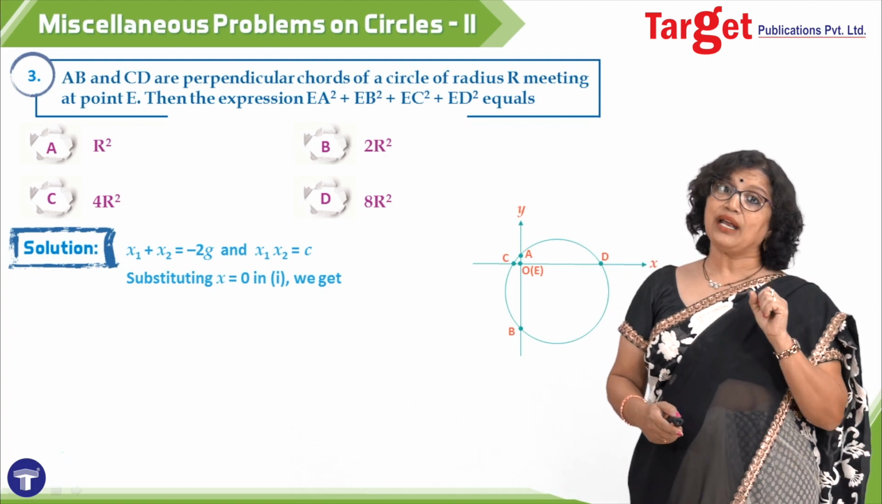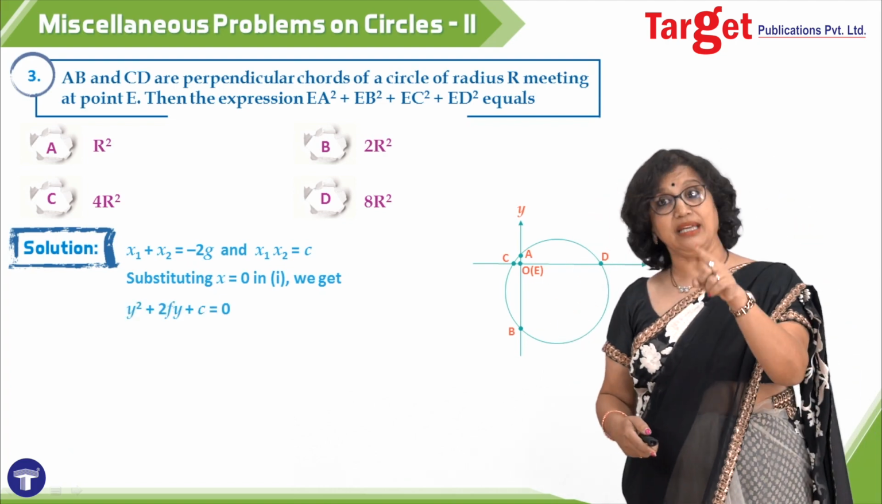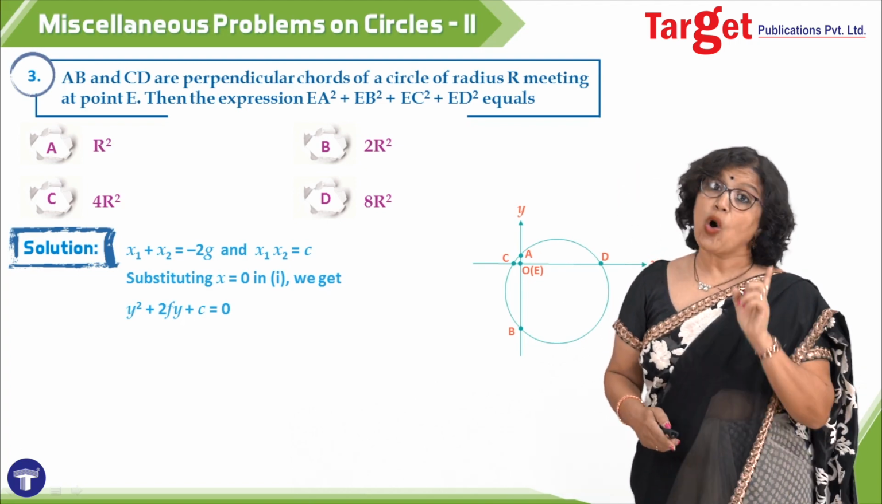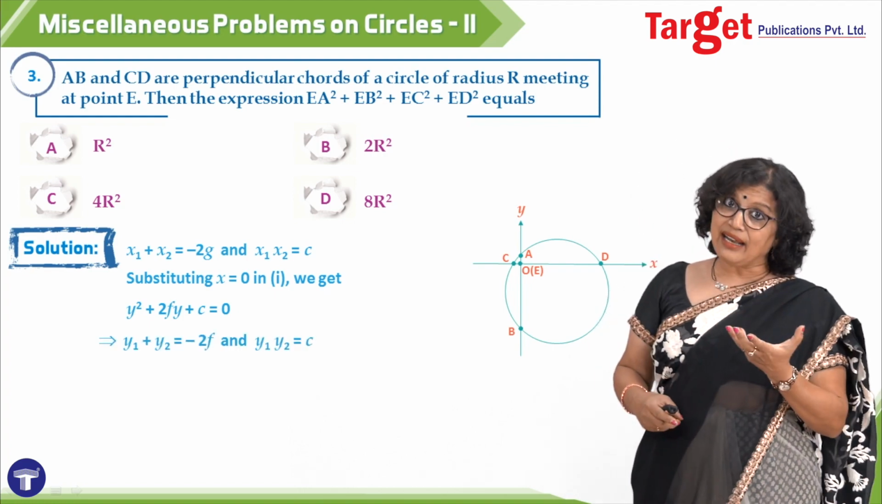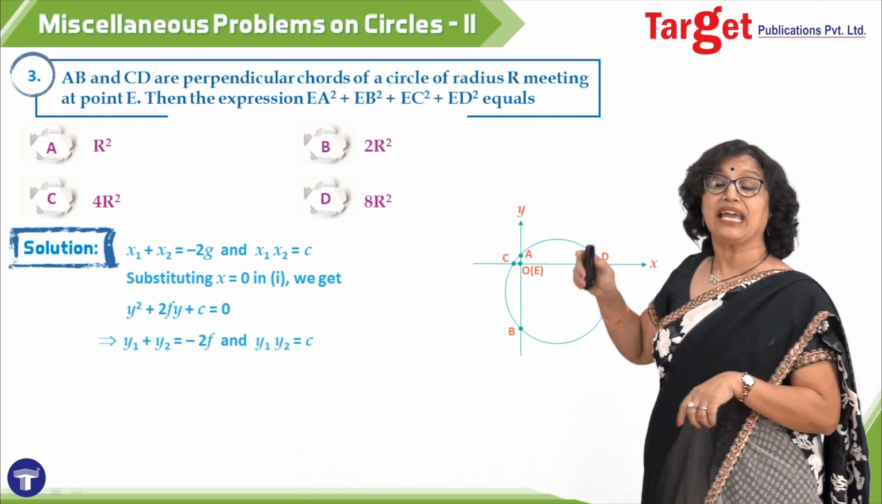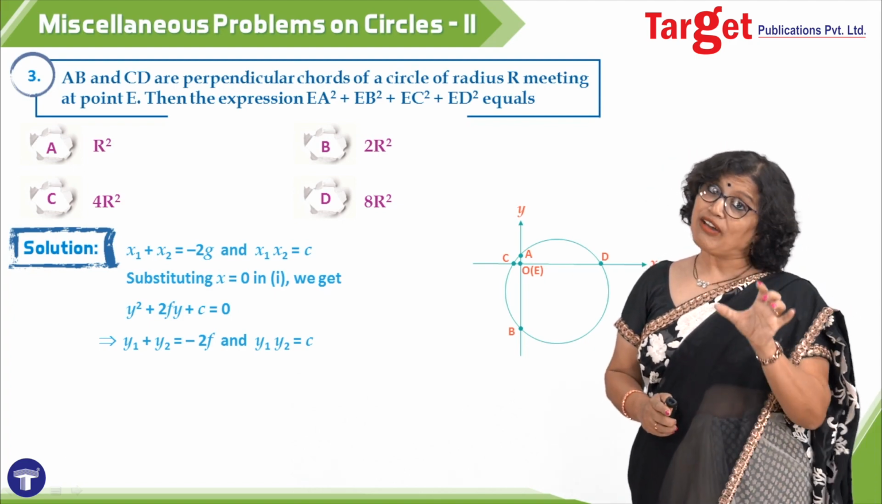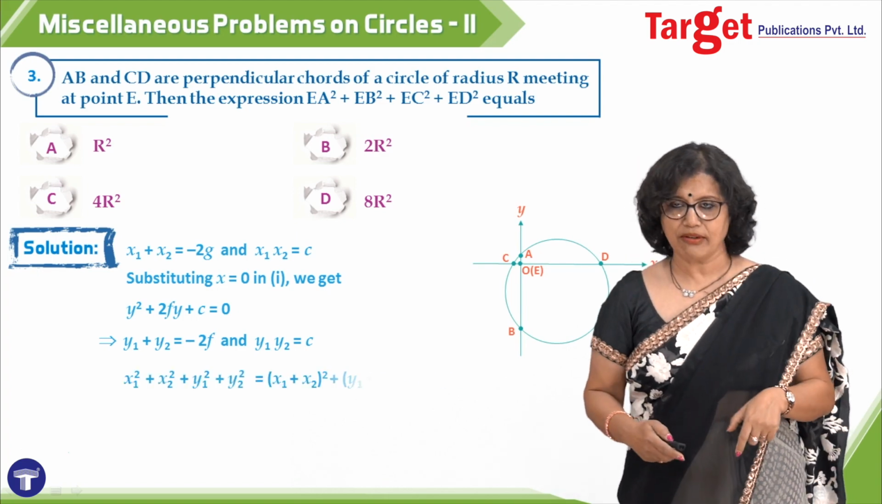Now similarly, I can substitute x equal to 0 and get one quadratic equation in y whose roots would be the ordinates of the remaining other 2 points, correct? And from there, I can write y1 plus y2 and I can also write the product y1y2. And what will I do finally? Now this y1 plus y2 and y1y2 I will use for getting y1 square plus y2 square, fine?